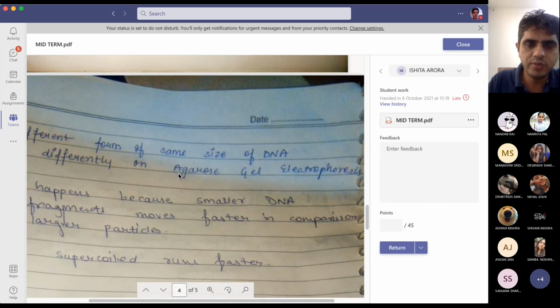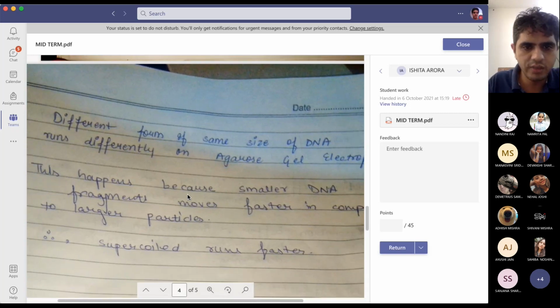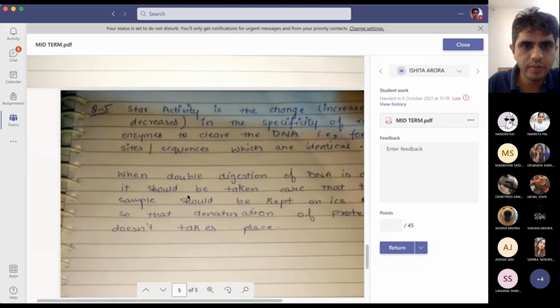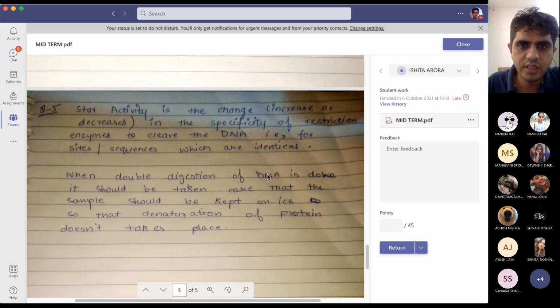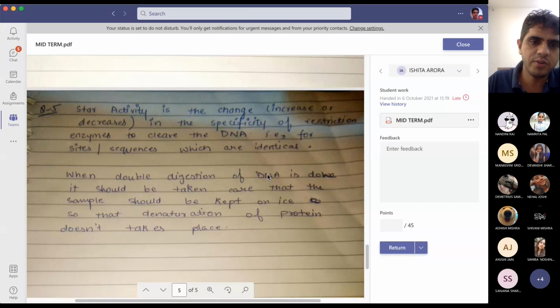Okay, so different forms of the same size of DNA run differently. Happens because smaller DNA fragment, supercoiled runs. Okay, so here's the 0. Star activity is a change, an increase or decrease. Okay, in the specificity of restriction enzymes, the specificity of the restriction enzyme to cleave the DNA, that is for sequences which are identical. No. What is it? So you should write as your earlier student did. They wrote the conditions, pH, and the ionic requirements. So you have to mention that.